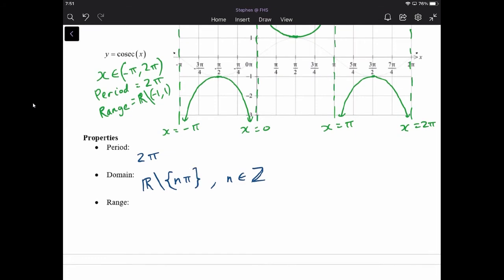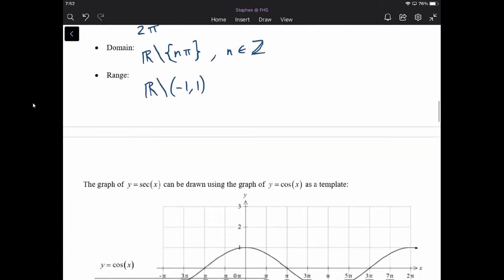So basically, the domain of this graph is all real numbers except where the asymptotes are. Now the asymptotes exist at -pi, 0, pi, 2 pi, 3 pi, 4 pi, etc. So that's just integer multiples of pi. So that's the domain right there. And the range we've already seen, that's all real numbers except everything between -1 and 1. Awesome, so that is cosec done.